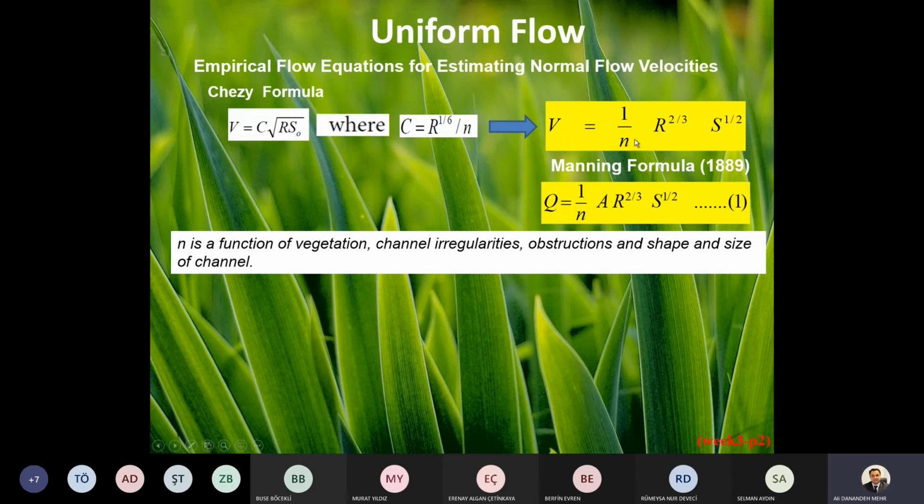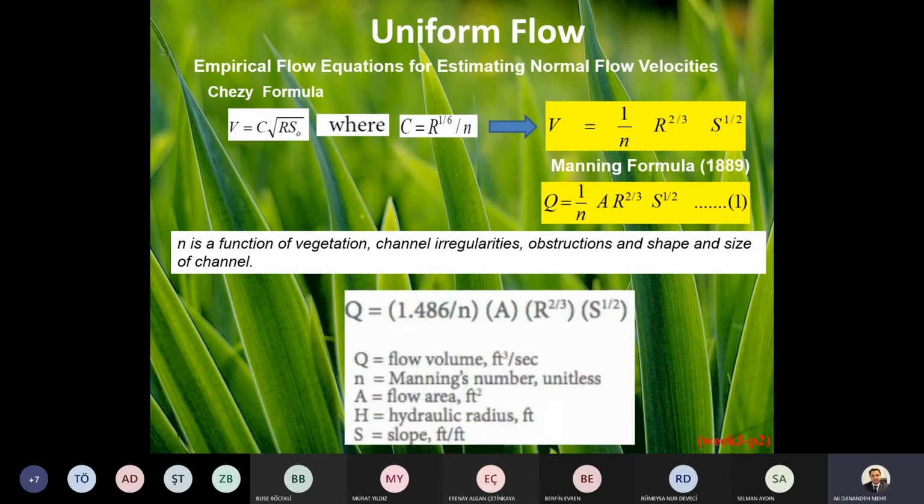So here you see that again, both formulas are dependent on n. n is a function of vegetation, channel irregularities, obstructions, and shape and size of channel. You remember about shape, we talked about the sinuosity, and so other kinds of roughnesses, obstacles in front of the flow. Increasing n means decreasing velocity, and this is, as I told, very popular in the calculation of uniform flow in practice.